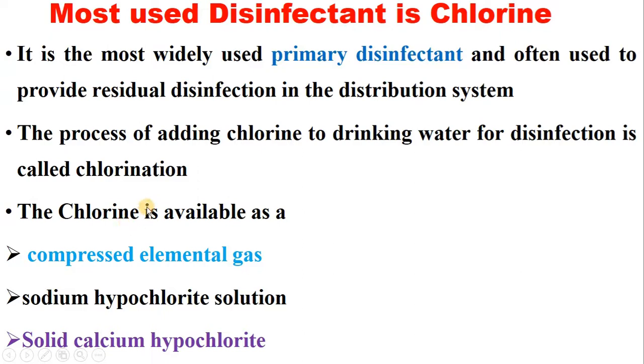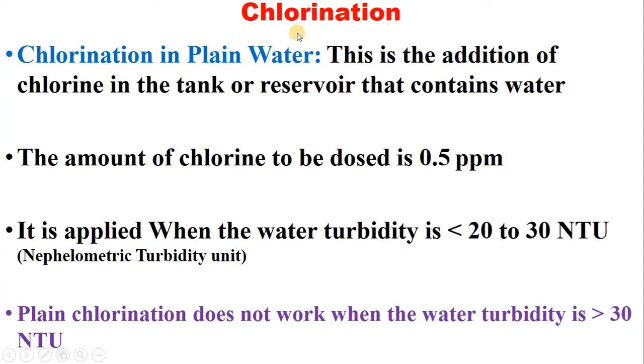Now, the chlorine is available as a compressed elemental gas. It is as well available as sodium hypochlorite solution and solid calcium hypochlorite. So chlorine can be in these three forms. Now, chlorination, which is addition of chlorine to water. Now, we are going to discuss this in three forms: how chlorine can be added in water and what some of the conditions that must be met before a particular method can be applied for water treatment.